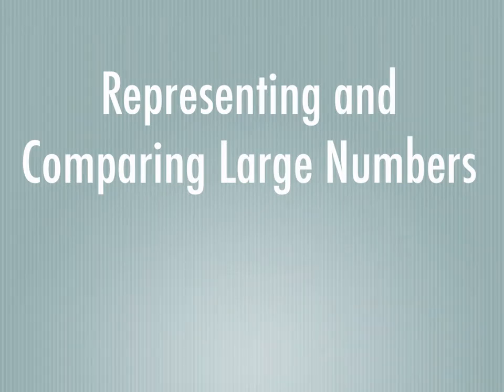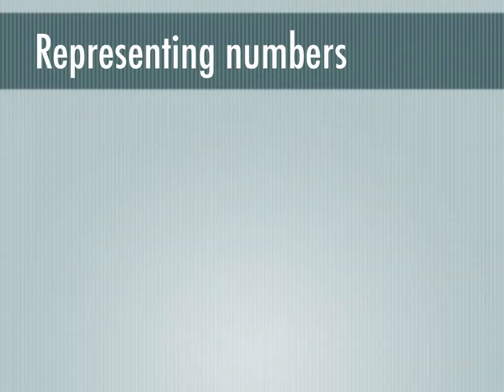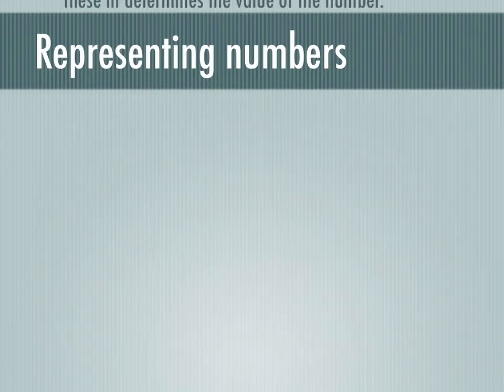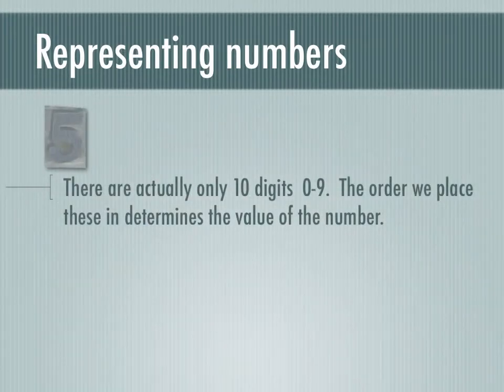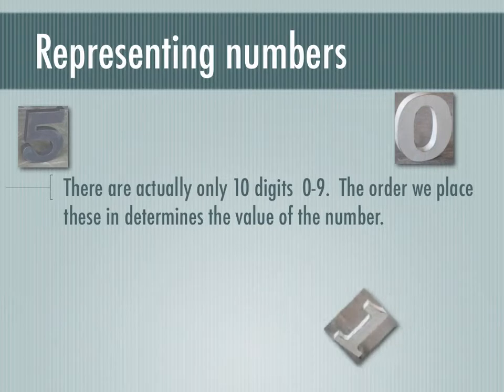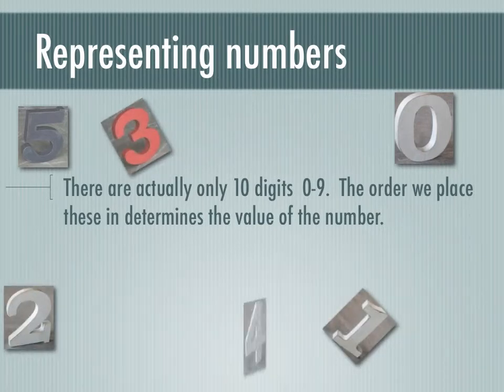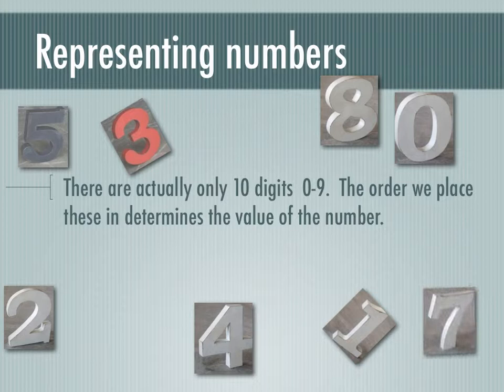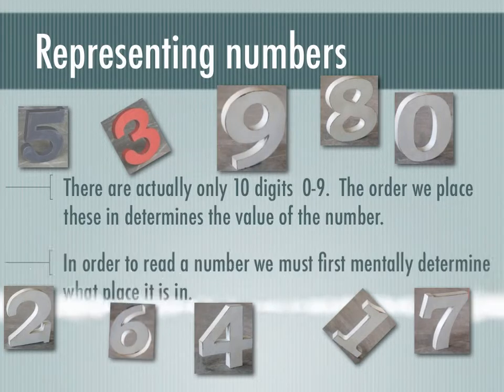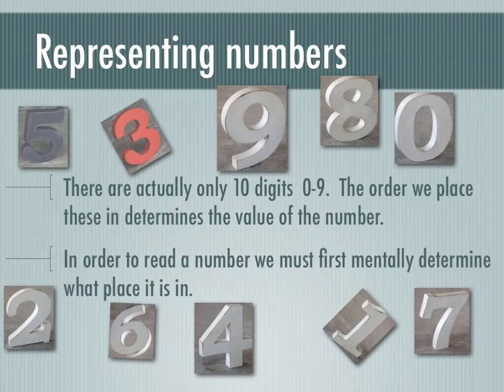We've been talking about large numbers, and today we're going to go a little bit further with that, and we're going to talk about how to represent and compare very large numbers. So when representing numbers, there are several things that we want to think about. Probably the most important is that there are actually only 10 digits in our mathematical system, from 0 up to 9. But the order we place these in determines the value of the number. In order to read a number, we must first mentally determine what place it is in.